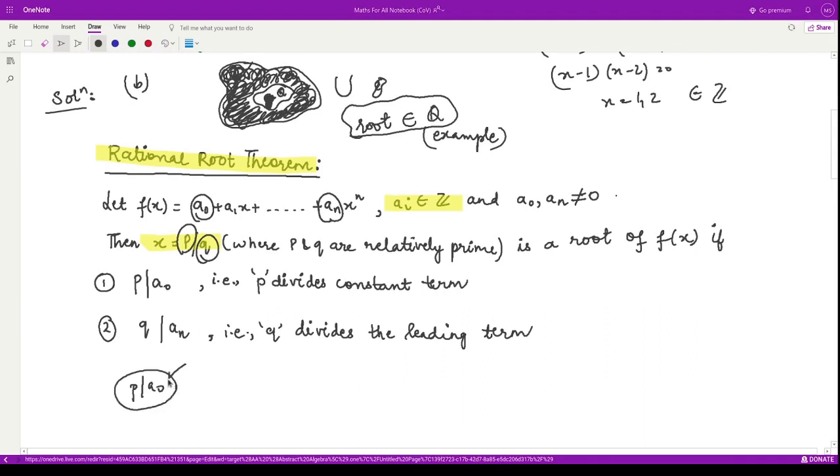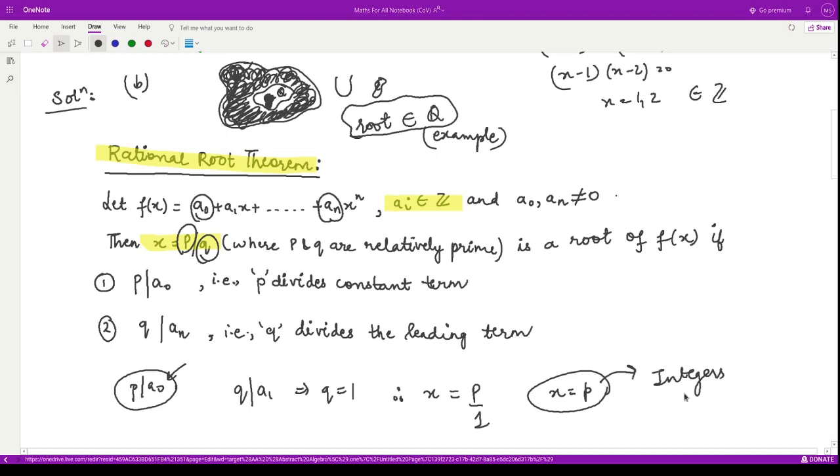We do not know a0 as such. a0 could be any number, but an is given to us. So q divides an, and it implies that q should be equal to 1. Therefore, our rational root would be x equal to p upon 1. So that means we only have roots of this kind. So these could either be integers, or they could be irrational numbers, or they could be complex numbers also.